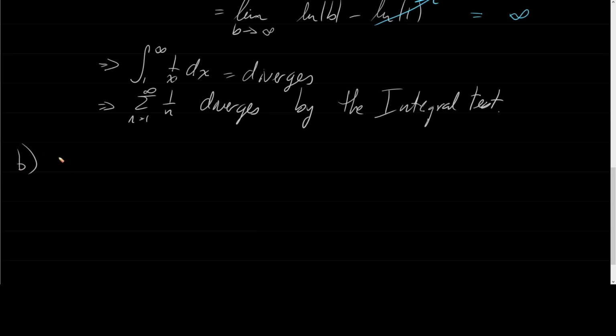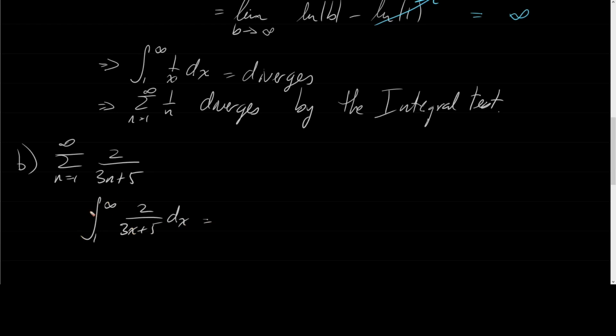All right, so B, let's do another one. Let's say I had the series from n equals 1 to infinity of 2 over 3n plus 5. Well, in here, let's consider the integral from 1 to infinity of 2 over 3x plus 5 dx. We have this infinity there, so we know that we don't like the improper integrals to include that. So I'm going to take the limit as b goes to infinity of the integral from 1 to b of 2 over 3x plus 5 dx.